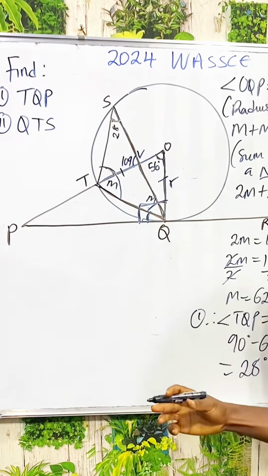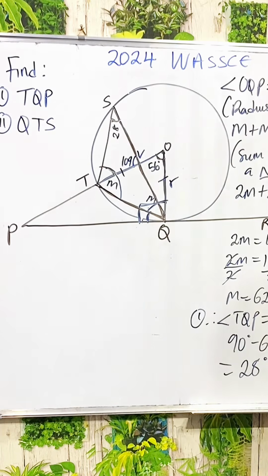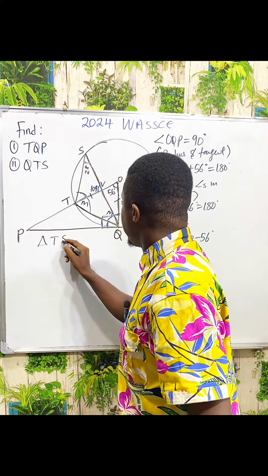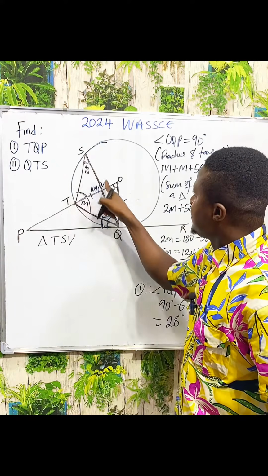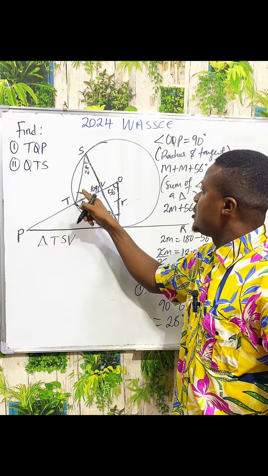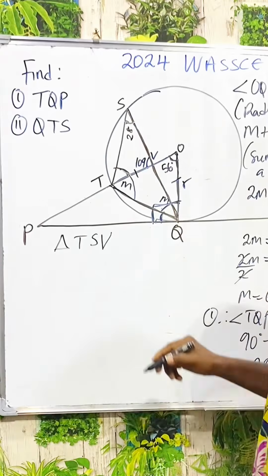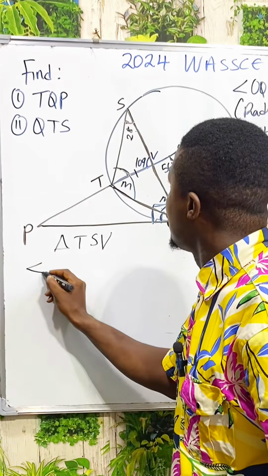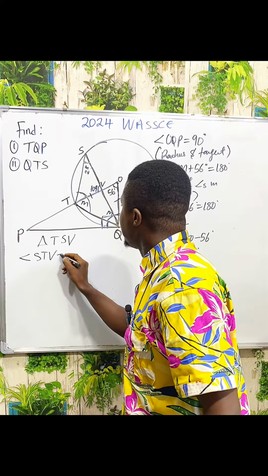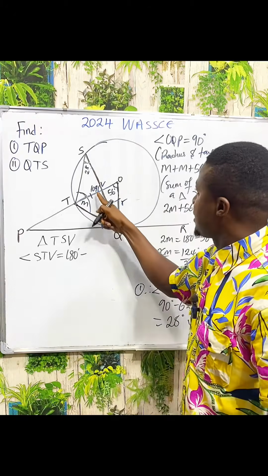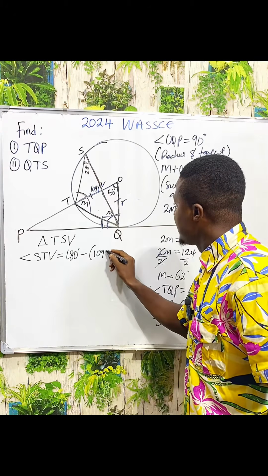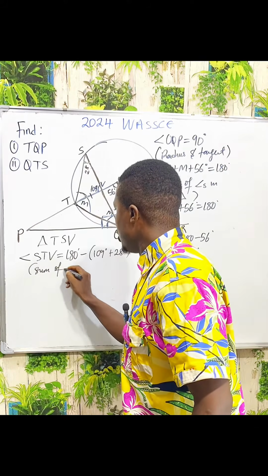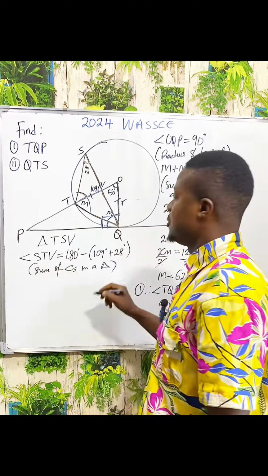I'm supposed to write this thing down with reasons to get your full marks, but because of space, I'm not writing so many things down. Now, consider triangle TSV, this triangle here. The sum of angles in a triangle is what? 180, right? Now, we've known that here is 28, here is 109, so we need to get the third angle. So, angle STV will be 180 degrees minus adding this and this, 109 plus 28. The reason is because they are sum of angles in a triangle.